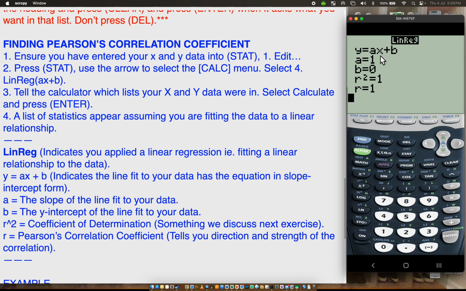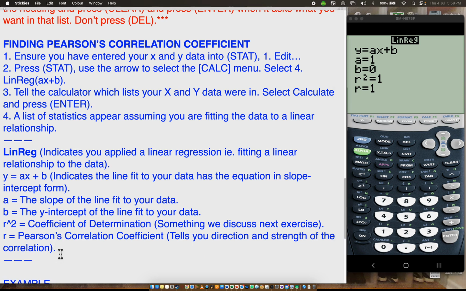A is the slope of the line because it's what's in front of x, and that's telling you the slope is 1. So as you go to the right once, you go up once. B is the y-intercept of the line, which goes through 0. R squared is something we're going to talk about next exercise.